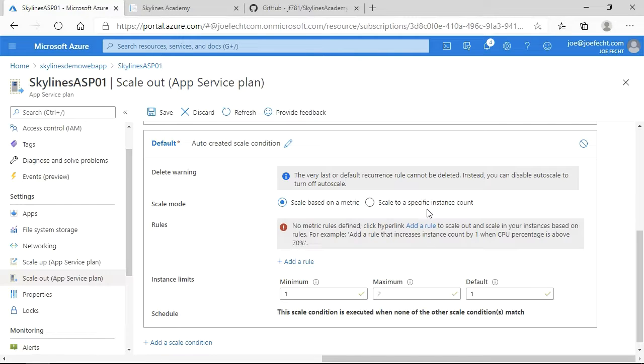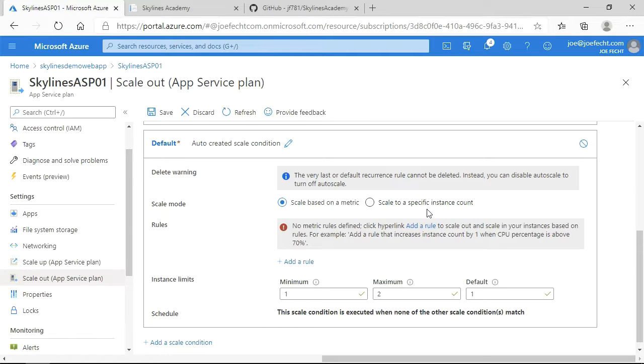Alternatively, you can scale to a specific instance count based on a schedule. So you could define a schedule that says between Monday at 7 a.m. to Friday at 5 p.m., I'm going to scale up, and then during the weekend I'm going to scale down. Or you might have that just during business hours, but that gives you the ability to essentially manually scale, but on a schedule, and have the process be automated.